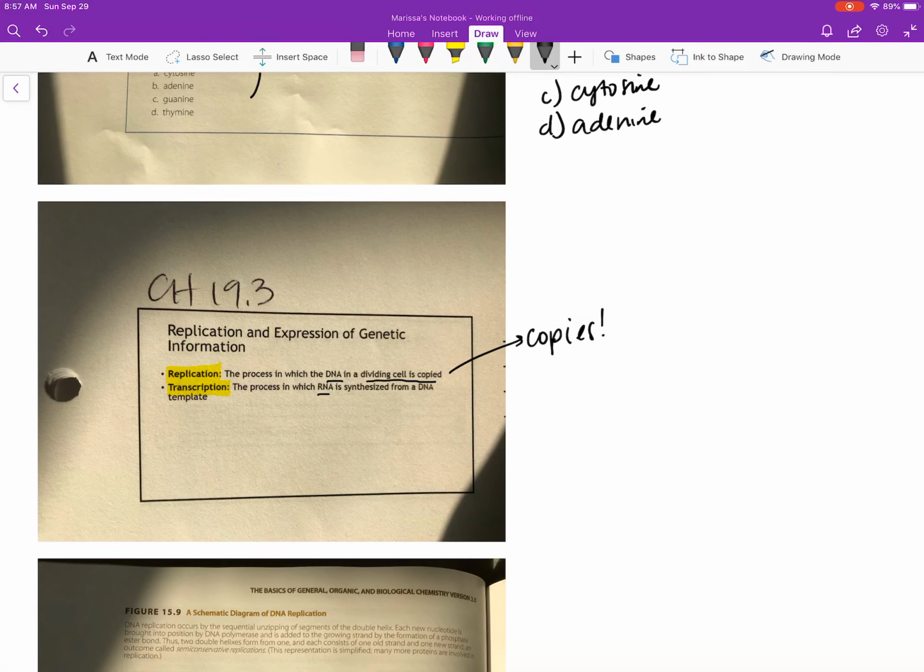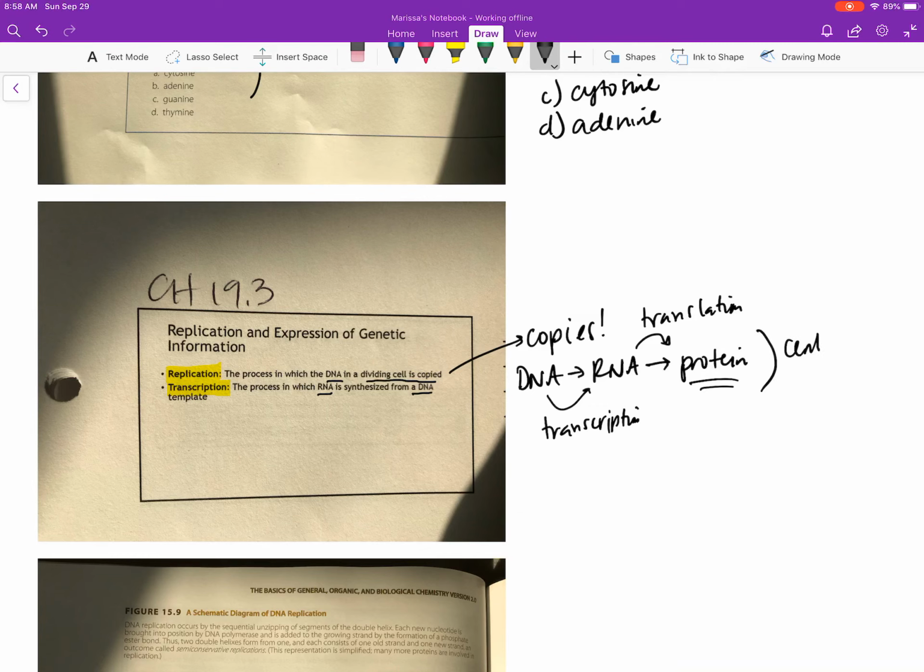Transcription is the process in which RNA is synthesized from a DNA template. Now, the thing that we haven't talked about yet is that our RNA goes on to make proteins, which your body needs. So this is called transcription, and then this process is going to be called translation. Often this is called the central dogma of biology.